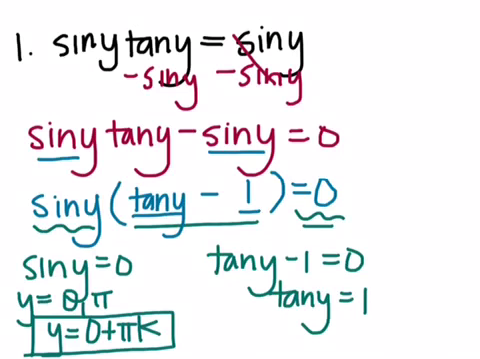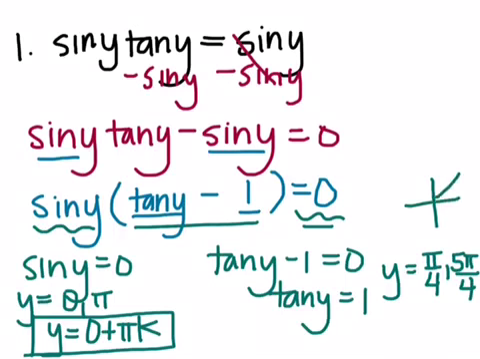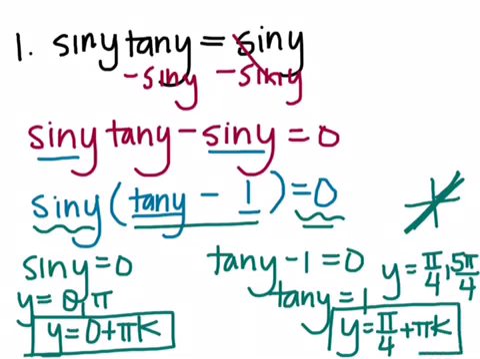Tangent of y is 1. That means y is pi over 4 and 5 pi over 4, because tangent is positive in the first quadrant and the third quadrant. And if you think about how that picture would work, those are pi apart since they're on the same angle line there. So we would do the same thing here. y equals pi over 4 plus pi k, and that gets us every solution.